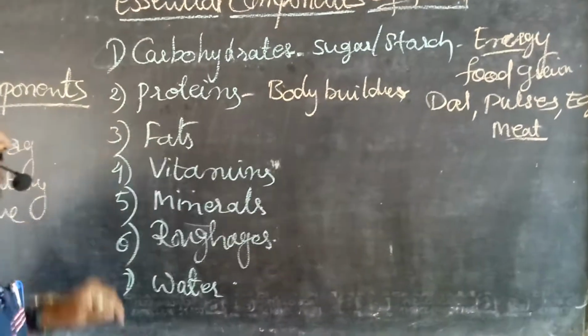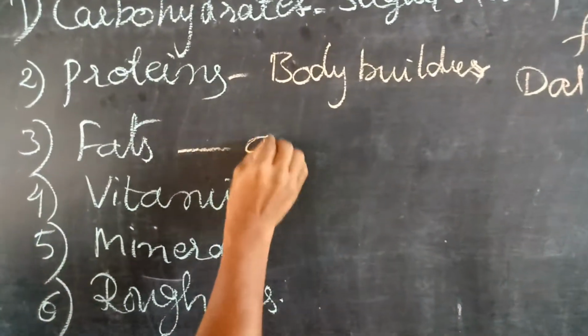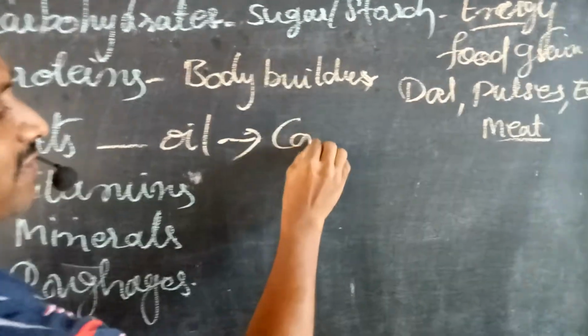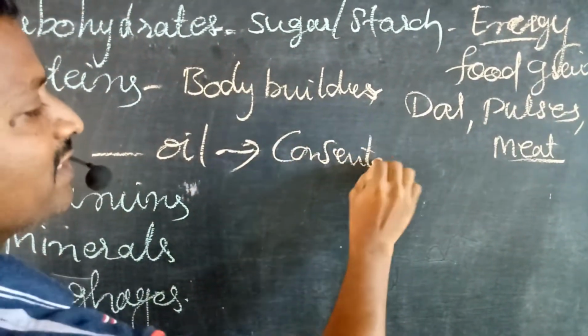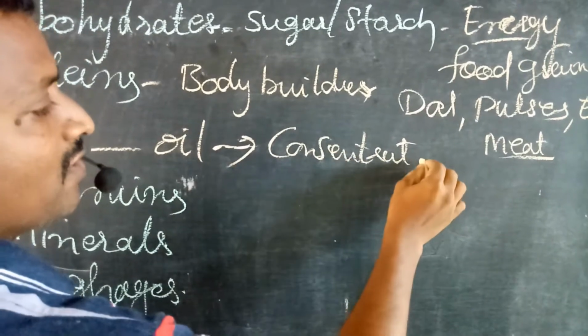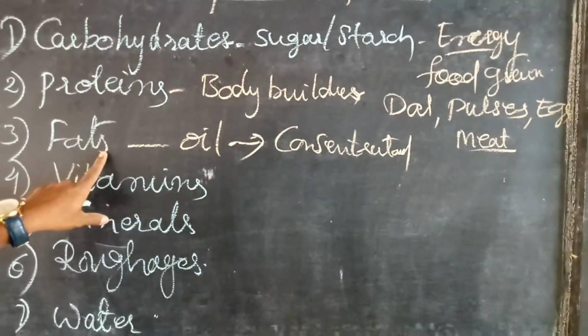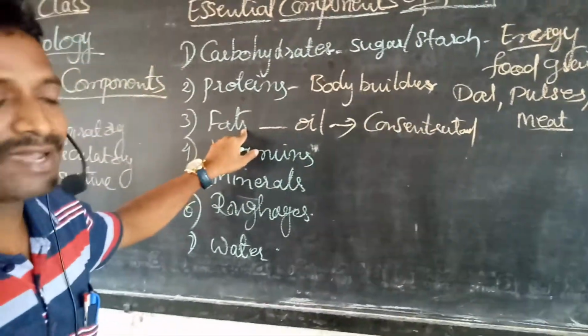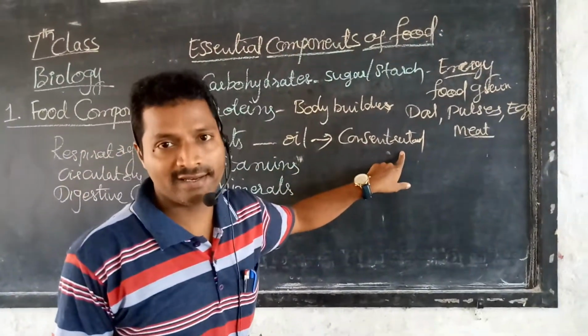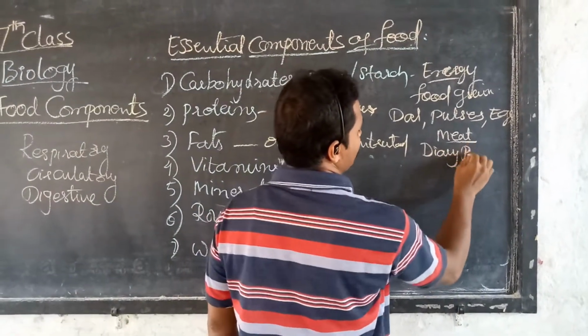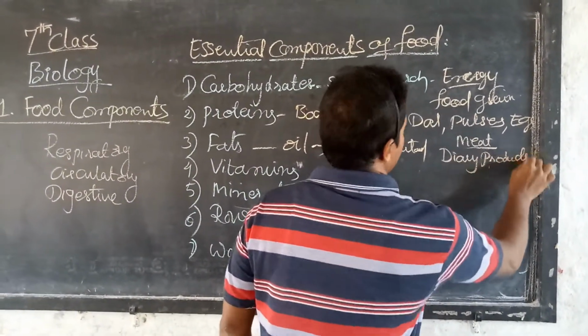Next food component, fats. Fats means nothing but oils. These are the concentrated sources of energy. What are the sources of fats? Cooking oils, edible oils, and dairy products. They are the sources of fats.